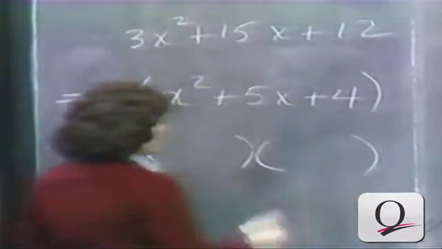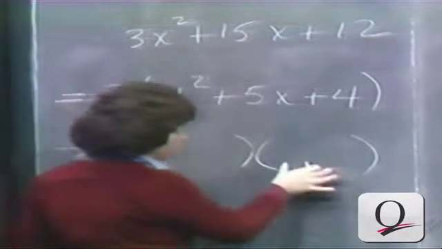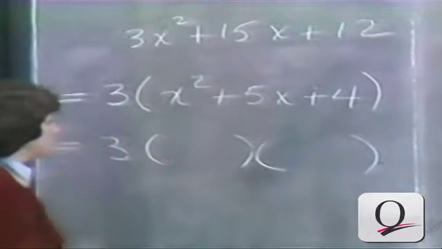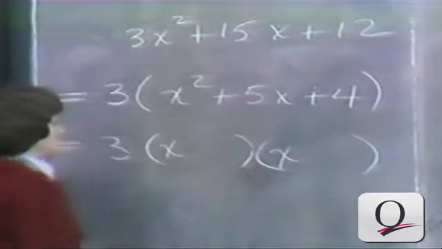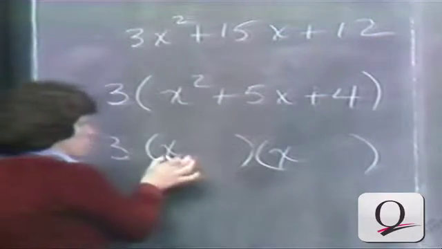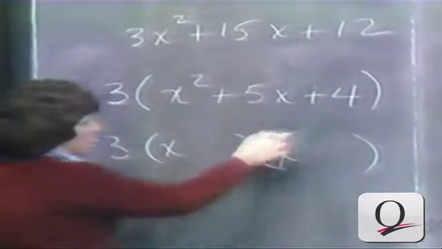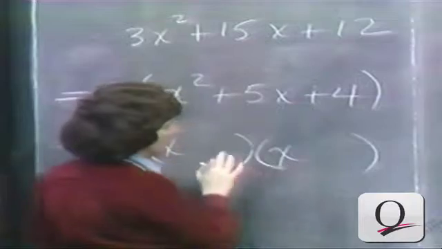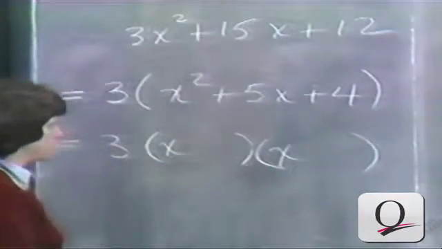We are looking for two binomials, a two-term polynomial times a two-term polynomial, to give us this result. We know that the first term should be x squared, so we are going to use x and x. Now the question is, what are we going to use over here? We want two numbers here which multiply to plus 4 and add to plus 5.